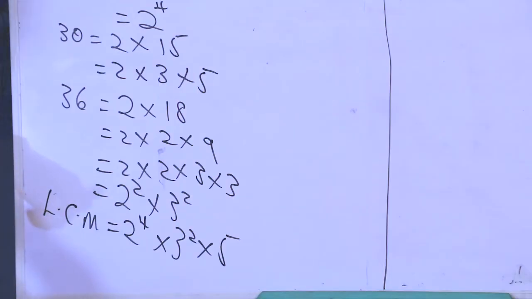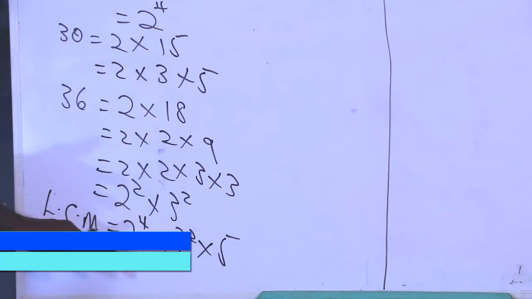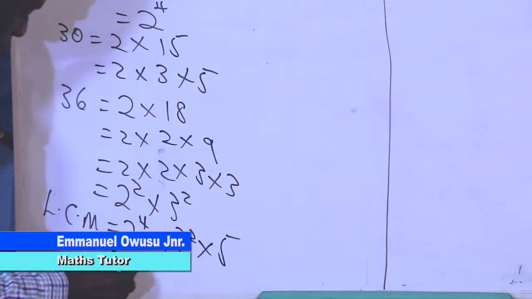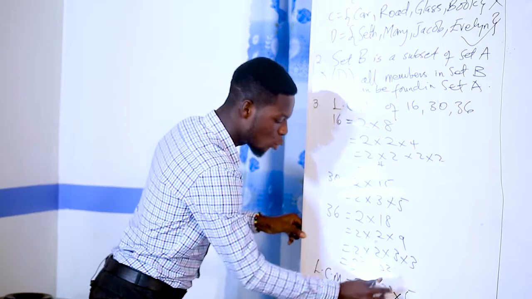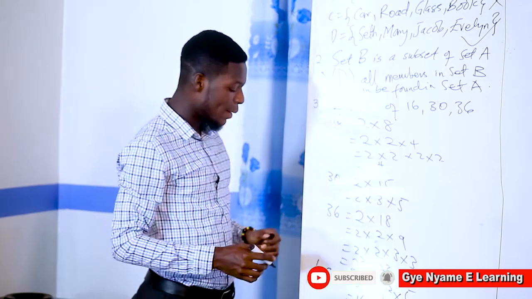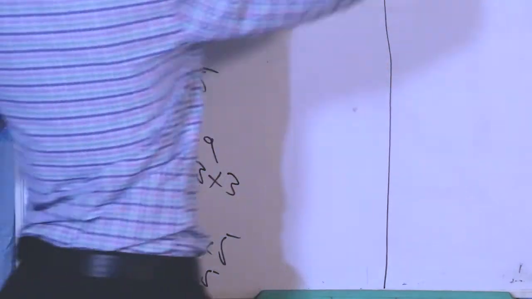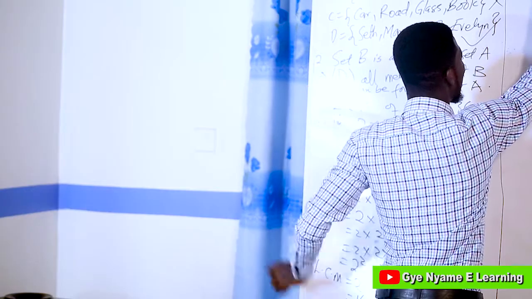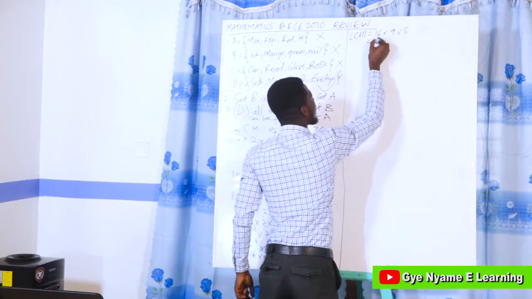Now, our options given here are not in product of primes. They are in whole numbers. So we have to break this one down. 2 raised to the power 4 is 16. 3 raised to the power 2 is 9, times 5. Then you simplify. I'll take it to the other part of the board. So you have 16 times 9 times 5. So our LCM is 16 times 9 times 5.